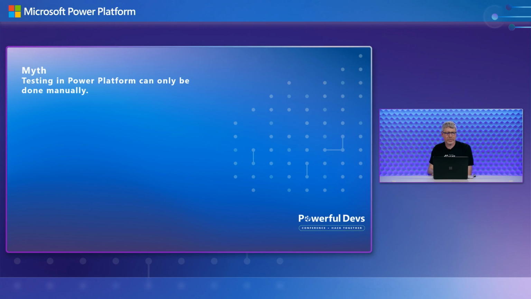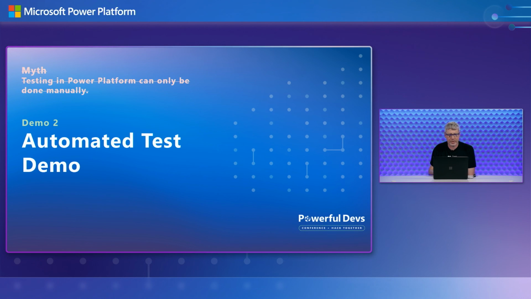So the next one we're going to go through is that Power Platform testing can only be done manually. The example I'm going to do here is I'm going to pick a Power App, and I'm just going to show how that works, and it's going to open up an abstraction on top of Playwright. So that's going to be my second demo that we're going to have a look at.